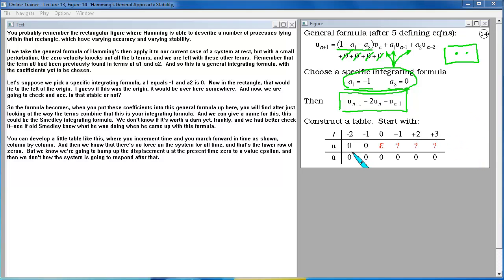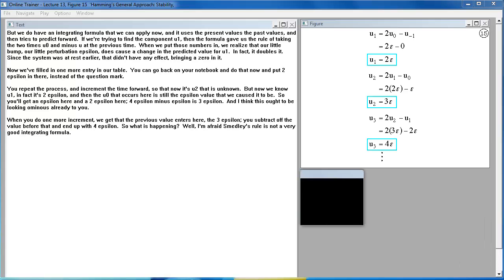You can develop a little table like this where you increment time and you march forward in time as shown, column by column. And then we know that there's no force on the system for all time, and that's the lower row of zeros. But we know that we're going to bump up the displacement u at the present time 0 to a value epsilon, and then we don't know how the system's going to respond after that. But we do have an integrating formula that we can apply now, and it uses the present values and past values and then tries to predict forward.